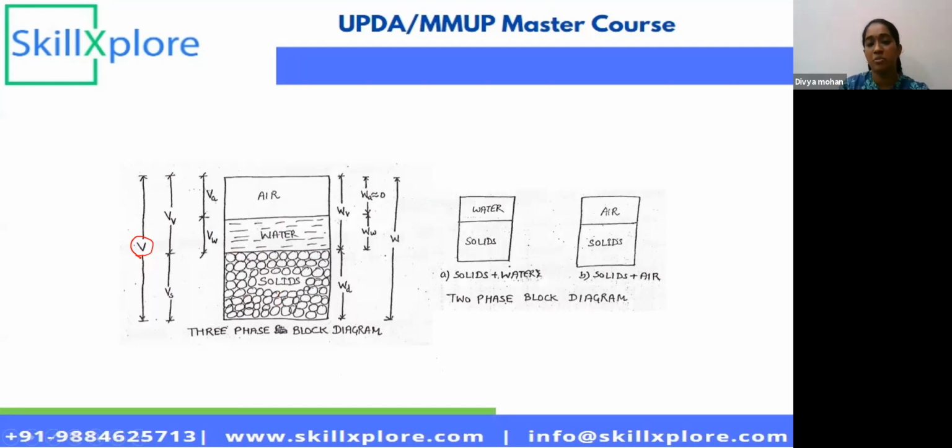The partially saturated soil comprises water and air. First of all, I'll elaborate on all the notations used here. V is the total volume of the soil.